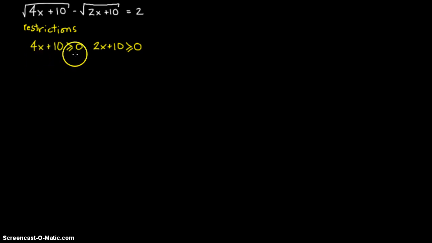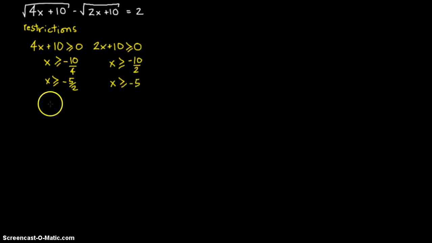I'm going to move the 10 over and divide by 4, so I'm left with x is greater than or equal to negative 10 over 4, which is really saying x is greater than or equal to negative, let's reduce that, 5 over 2, which is basically 2.5. If you made that into decimal form, you'd find that's what it gives you. For 2x plus 10 greater than or equal to 0, I get x is greater than or equal to negative 10 over 2. Oh, this works out really nicely. We get x is greater than or equal to negative 5.